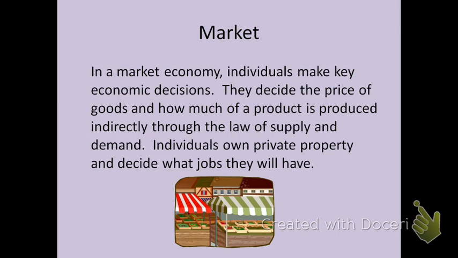A market economy. In a market economy, individuals make key economic decisions. They decide the price of the goods and how much of a product is produced through the law of supply and demand. Individuals own private property and decide what jobs they will have. So in a market economy, the individuals make the decisions.